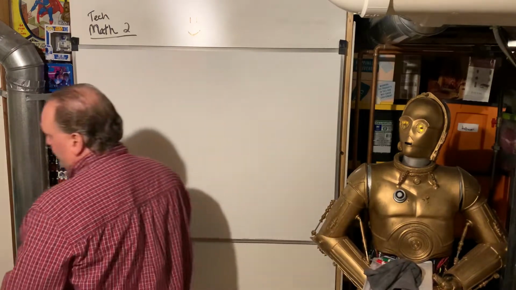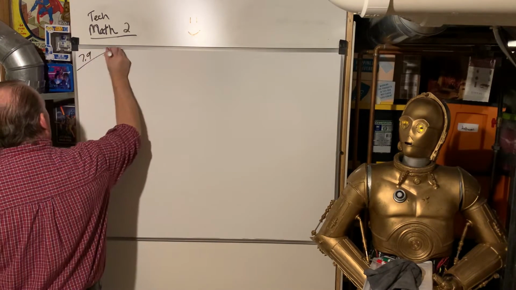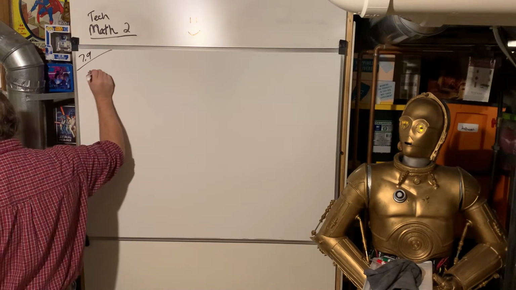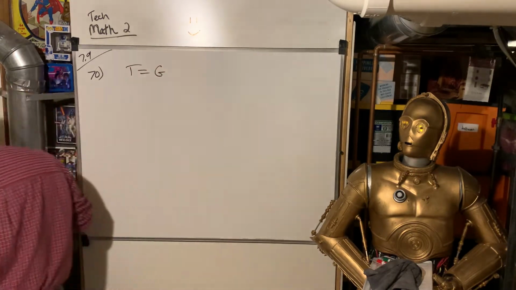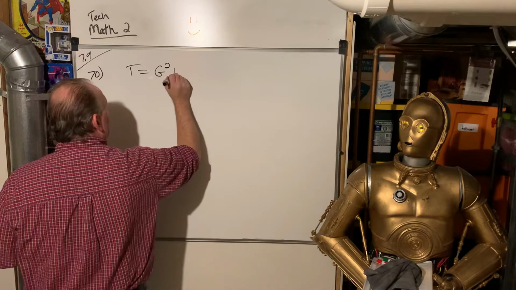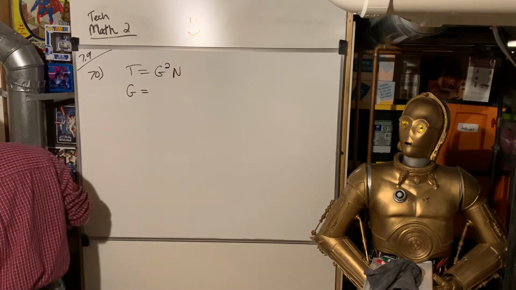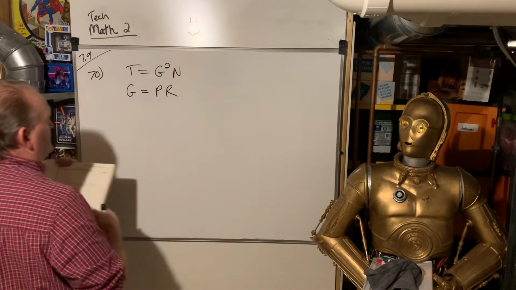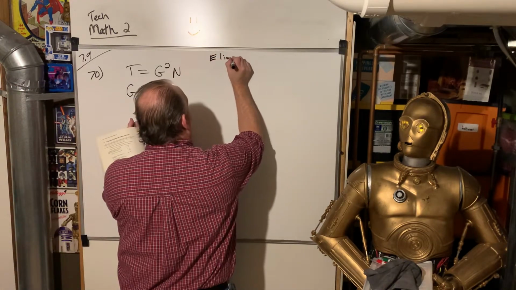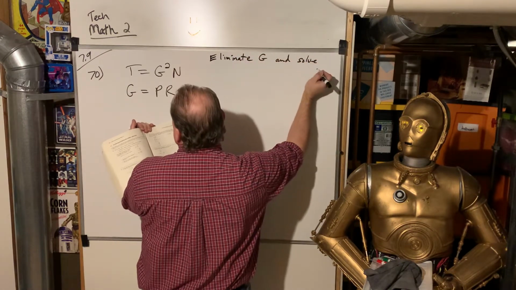Okay, so then we're on to 7-9. This should take you back to Techmath 1. We did these extensively. T is equal to G squared N, and G is equal to PR, where they tell you to eliminate one and solve for the other. So this one says eliminate G and solve for R.